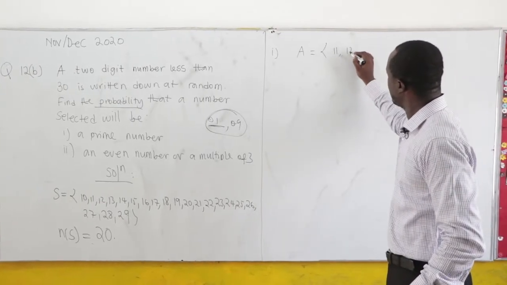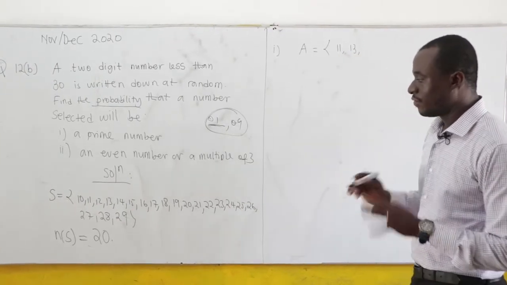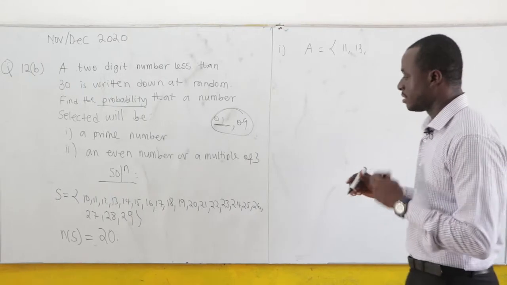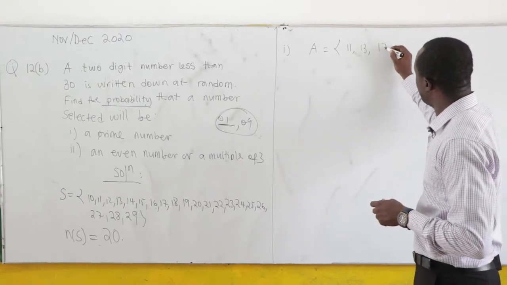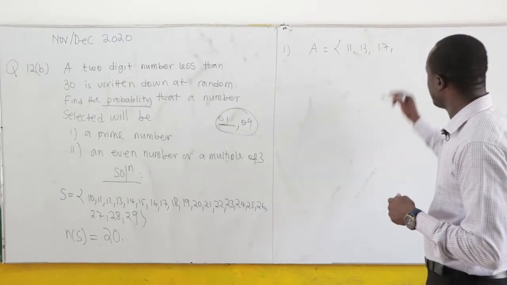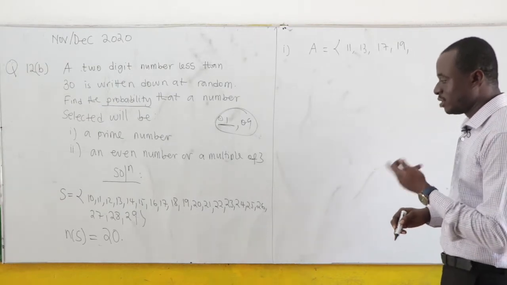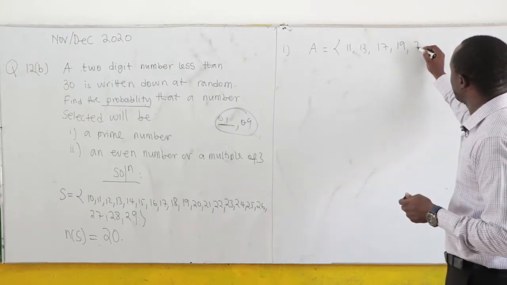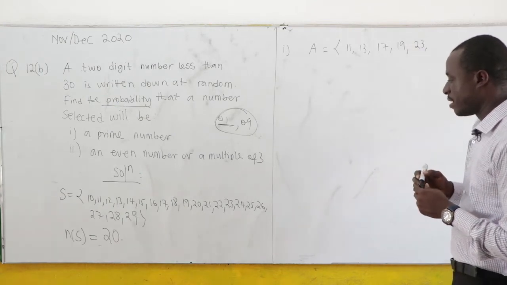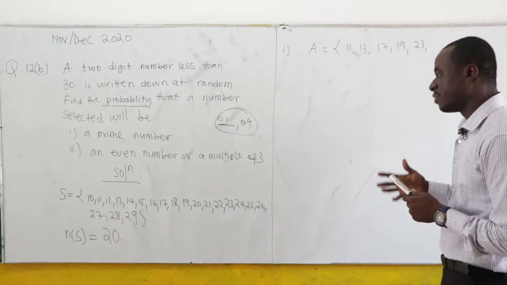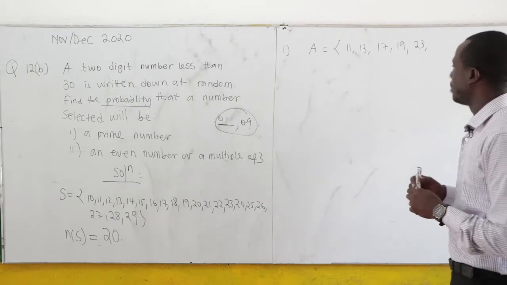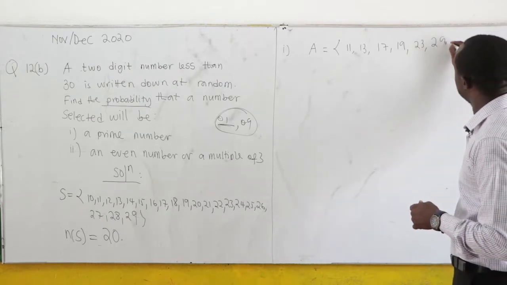We have 13 as a prime number. 14 is not, 15 is not, 16 is not, 17 is a prime number. 18 is not, 19 is a prime number. 20 not, 21 not, 22 not, 23 is a prime number. 24 not, 25 not, 26 not, 27 not, 28 not, and then 29 is a prime number.